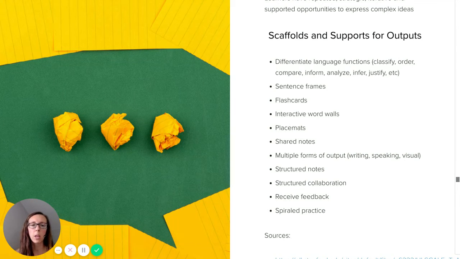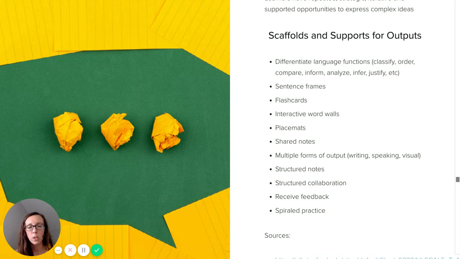Throughout all of those different language functions, it's always important to consider including sentence frames as supports. You might have flashcards. You might have an interactive word wall where students can refer up to a place in the room where common words and phrases can be found. Maybe there are placemats at their desk that they can write on. Maybe there's shared notes documents or written shared notes.